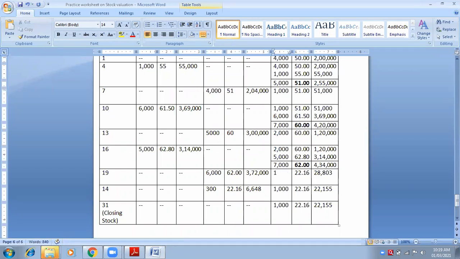Okay. What should be the balancing figure now? 7,000 minus 6,000, 1,000. What should be the amount? 62,000. Listen, how did you find that? 4,34,000 minus 3,72,000. So, Jashri, please tell me once again. 62,000 divided by 1,000. So, what should be the rate? 62.00. Yes. Okay.